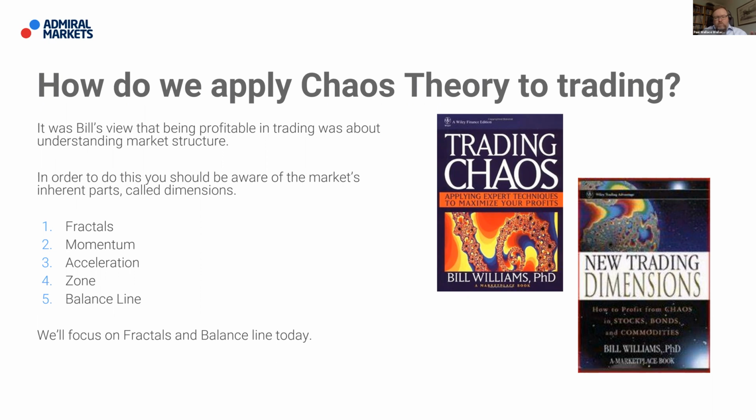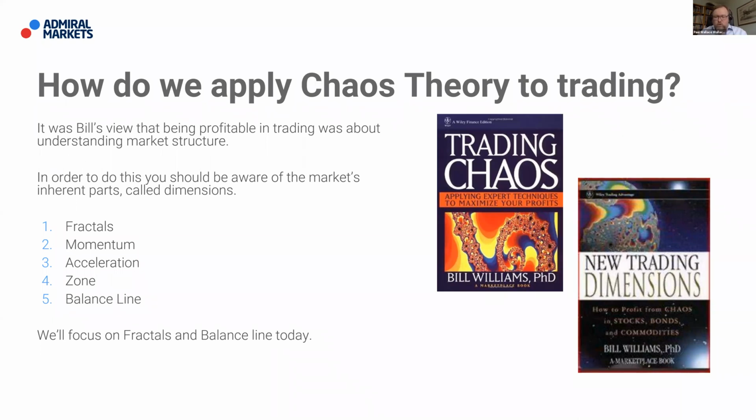So, it was Bill's view that being profitable in trading was about understanding market structure. And in order to do this, you should be aware of the market's inherent parts, which he called dimensions. And there are 5 dimensions that he talks about: fractals, momentum, acceleration, zones, and balance lines. Today, we're just going to focus on fractals and balance lines and how they work together.